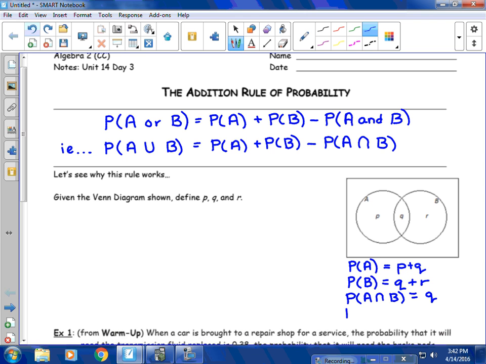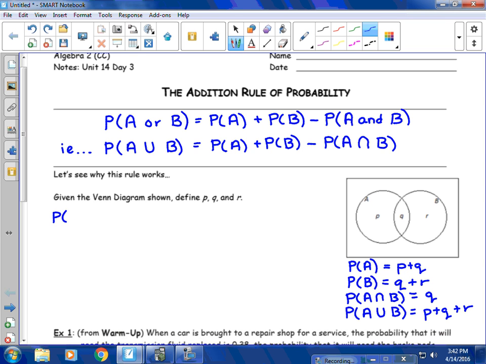And lastly, if I want the probability of A or union B, that means anything that's in either of the two sections. And that's all three of them, P plus Q plus R. Those ideas are just stuff that we've done with Venn diagrams the last couple days. So that's nothing new. But let's look at this second definition that I did, the addition rule. It's kind of a proof of the addition rule.